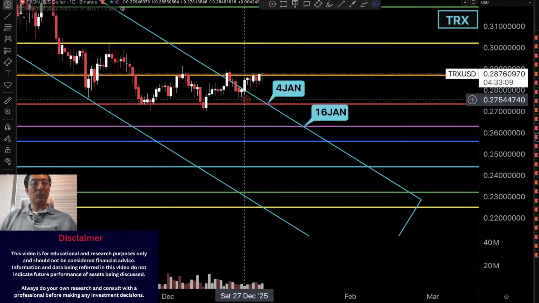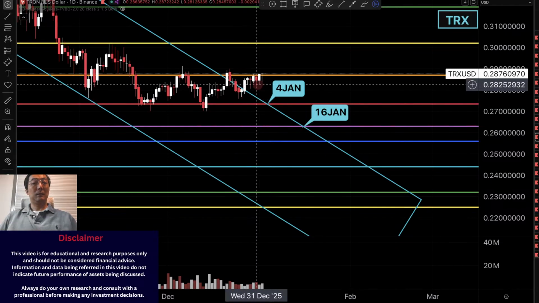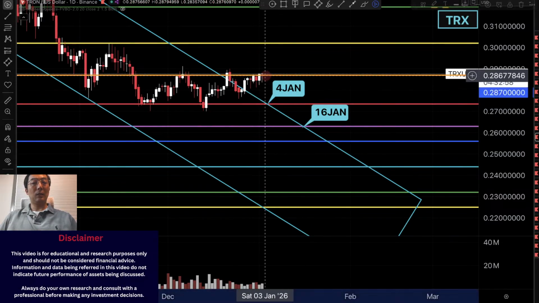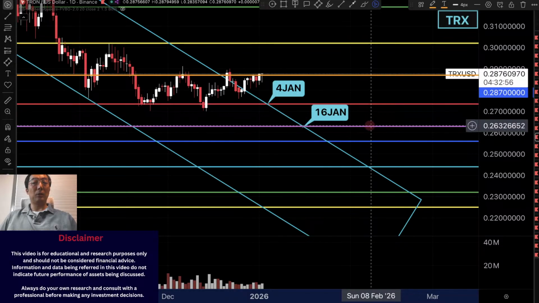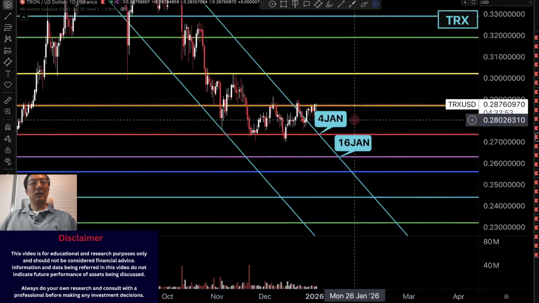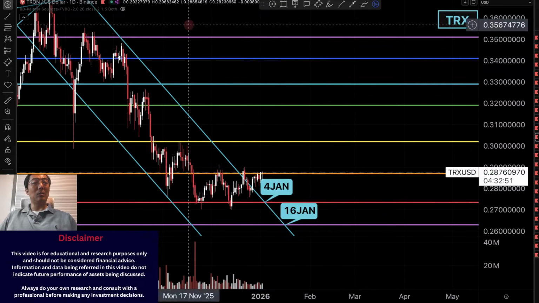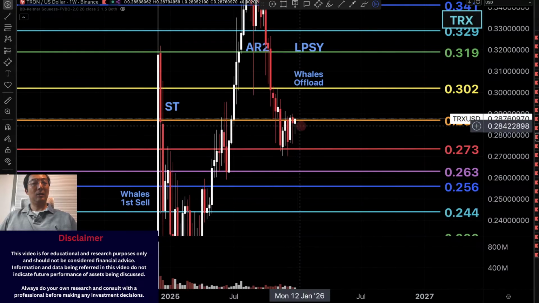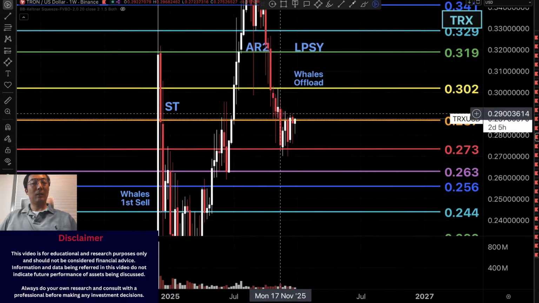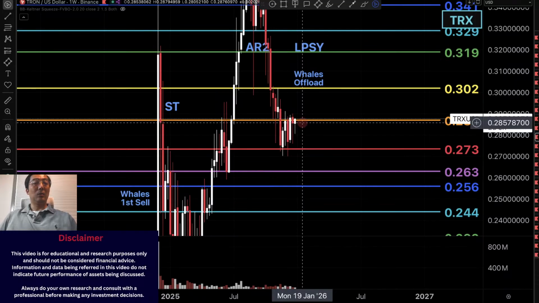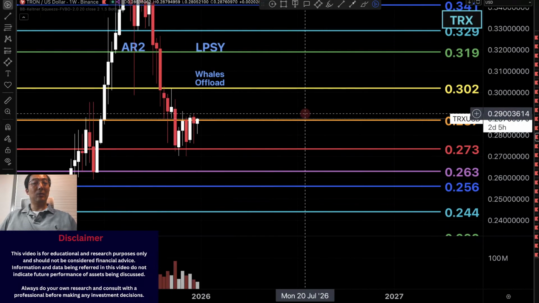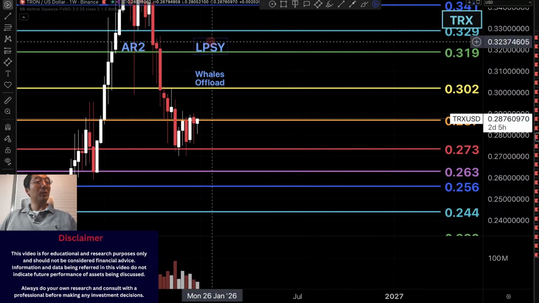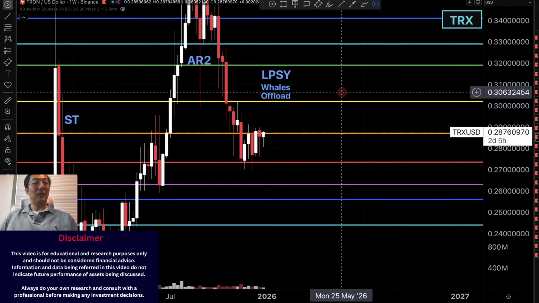Before the 4th of Jan, on the 27th of December, it broke outside of the downtrend and is currently being suppressed under the orange key level of 0.287. If the sideways trading continues, which we can see clear consolidation over here, there is a chance for it to change side pretty quickly. When that happens, be cautious about that.